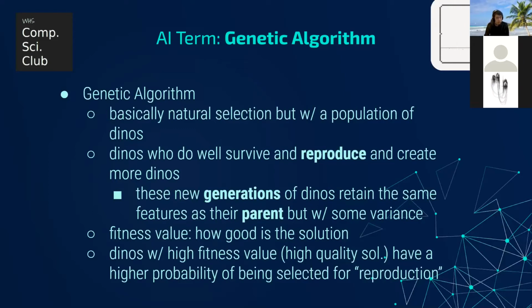So basically it's very similar to natural selection, except we also have a fitness value, which is how good the solution is. For example, the fitness value basically determines if the dino is chosen for reproduction. Dinos with high fitness values, so high quality solutions, have a higher probability of being selected from the mutation pool for reproduction.